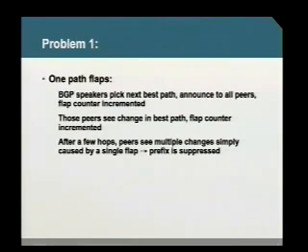Problems: one-path flaps. A BGP speaker picks the next best path, announces to all peers, and flap counters are incremented. Those peers see a change in best path, and flap counters are incremented because the attribute has changed. After a few hops, peers see multiple changes simply caused by a single flap.